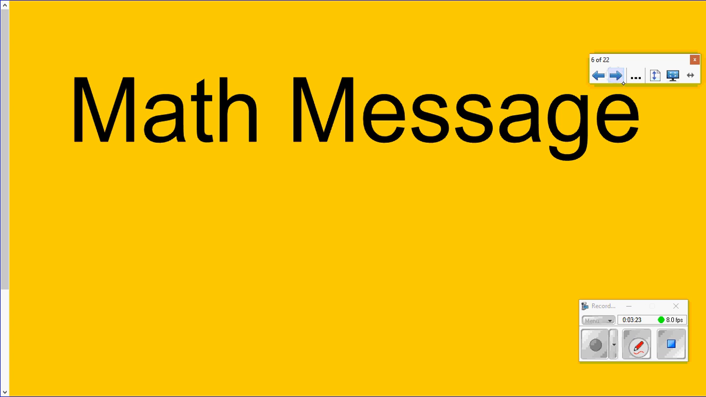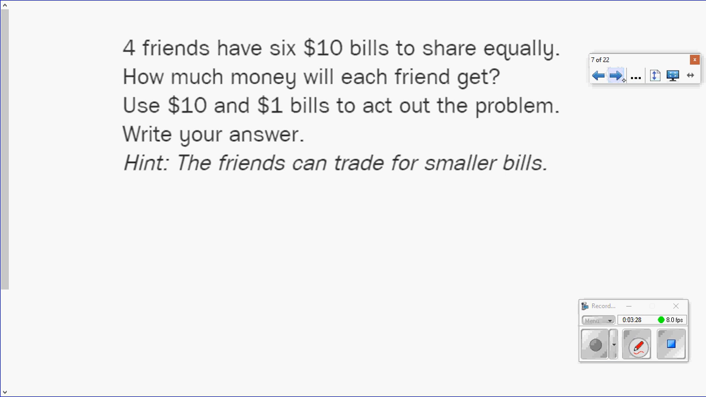All right, let's get started on the actual math message today. Today we're going to talk a little bit about money, and who doesn't love money? Okay? 4 friends have 6 $10 bills to share equally. How much money will each friend get? Use $10 bills and $1 bills to act out the problem. So if you want to take a minute here and pause the video and use your money to try to figure this out, and when you're ready, come back and we'll discuss it.